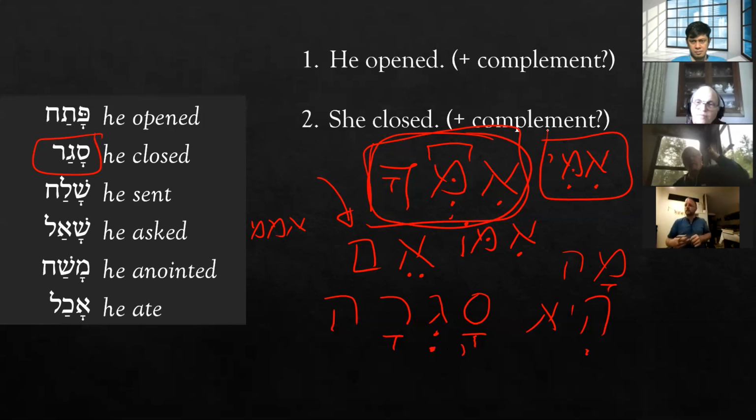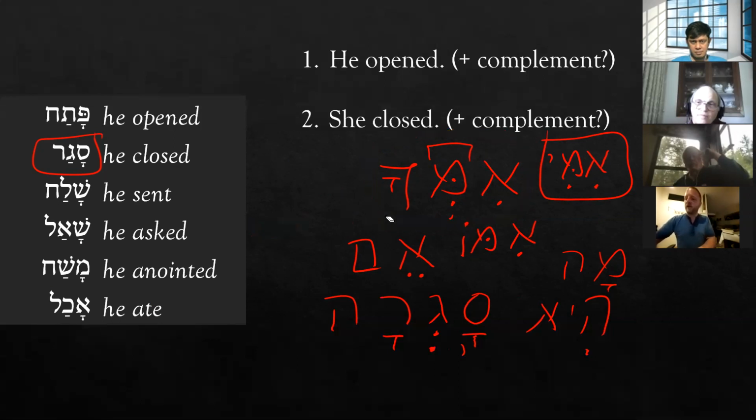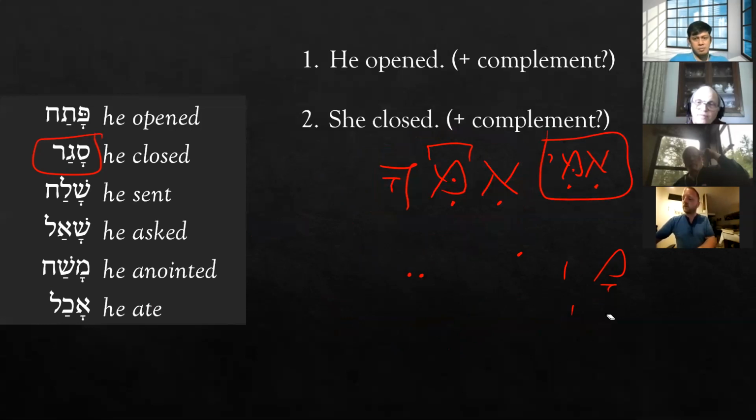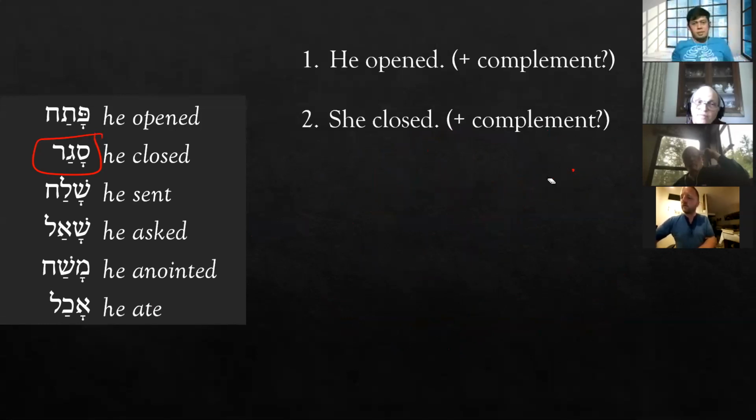Imi sagra et habayit. My mother closed the house. Fantastic. What does this word mean?